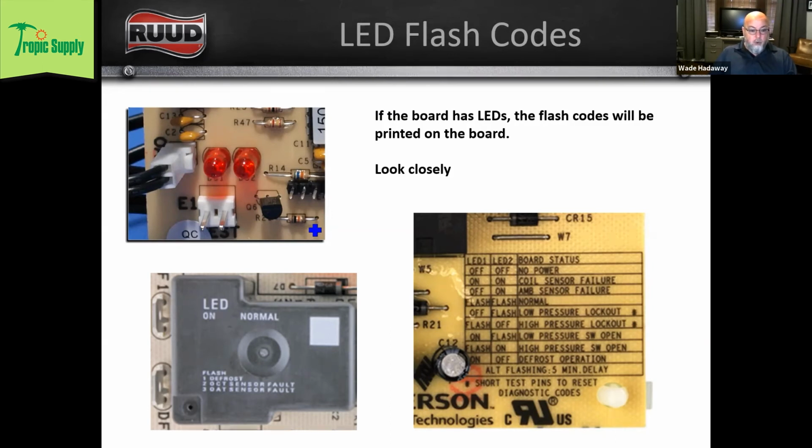It's a little bit older board, but you can see that if you don't know to look there for those flash codes, you're not going to see it probably. The one on the right, it's easier to read and it's easier to see, but if you're not really looking closely, especially if it's upside down or whatever, you might not see it.